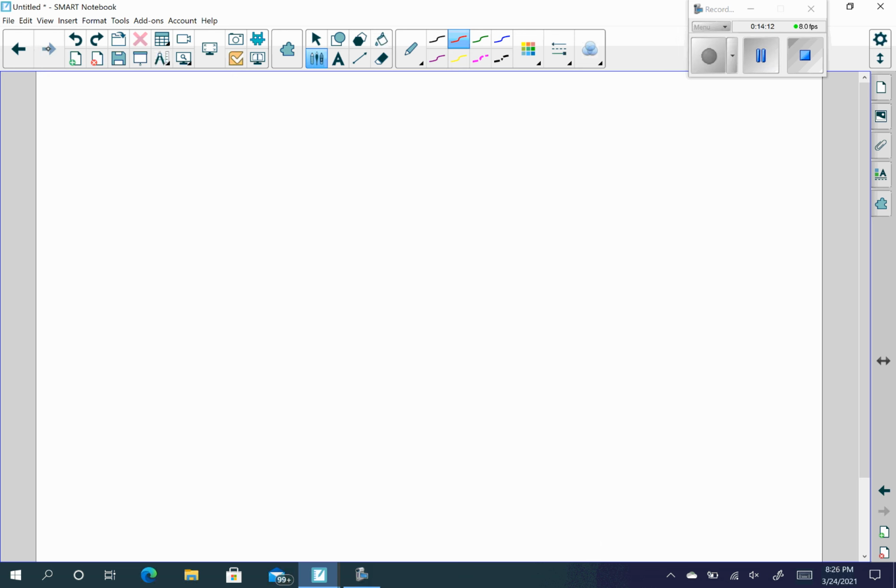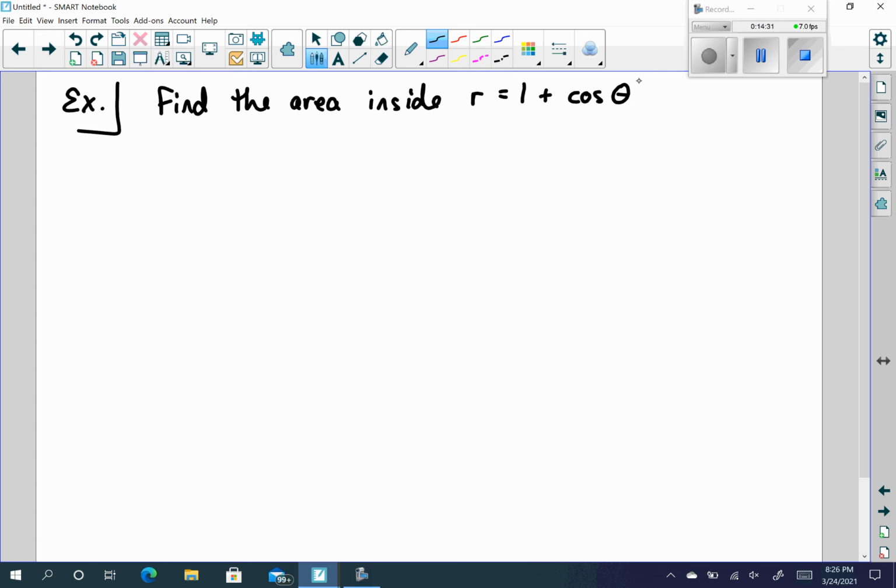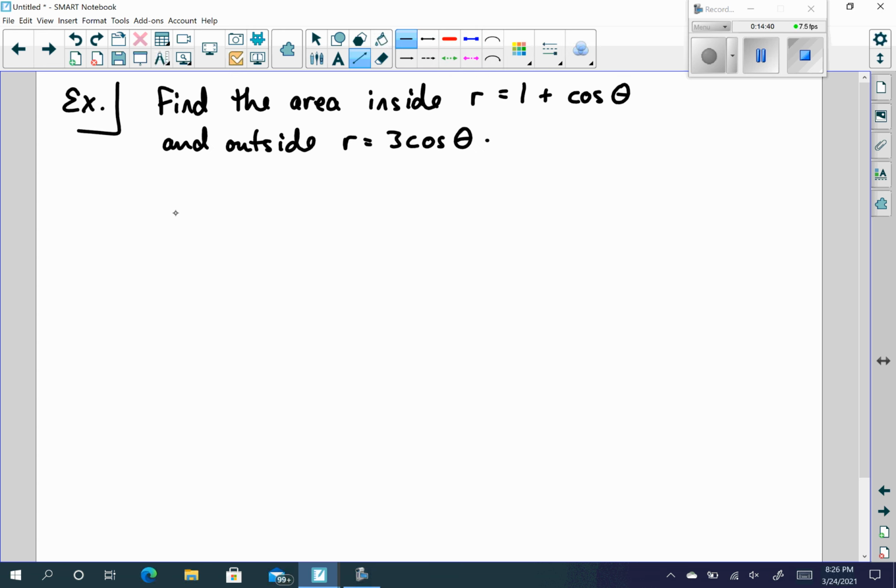All right, we'll try one more example of finding the area with respect to some curves here. So let's go ahead and set up the integral that will help us find the area inside r is equal to 1 plus cosine theta, and outside r equals 3 cosine theta. So let's go ahead and get this graphed.